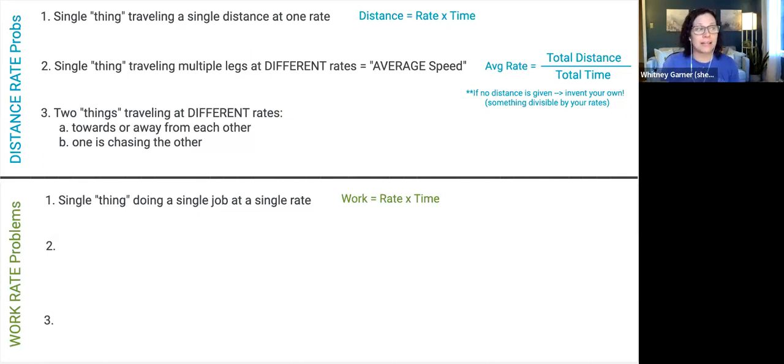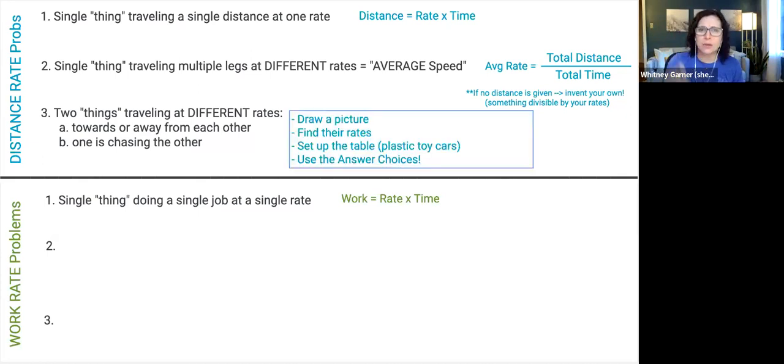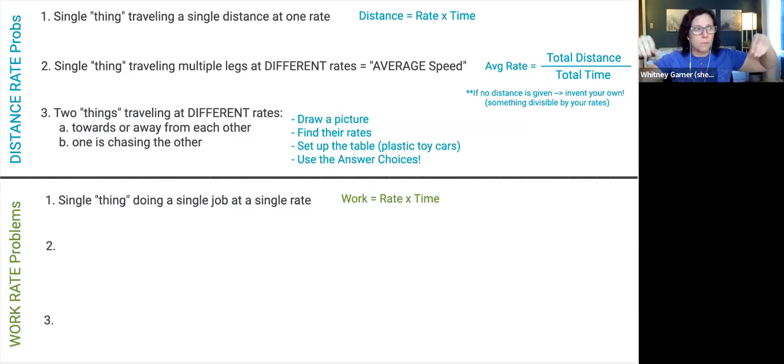And what we talked about last time was more of a make it real approach. We talked about drawing a picture. We talked about finding their individual rates. You might be setting up a table where you're moving the trains, planes, and automobiles, like little toy cars in a sandbox, and then using the answer to it.